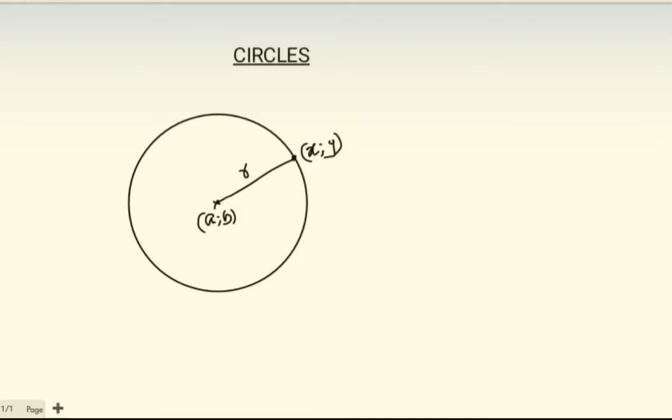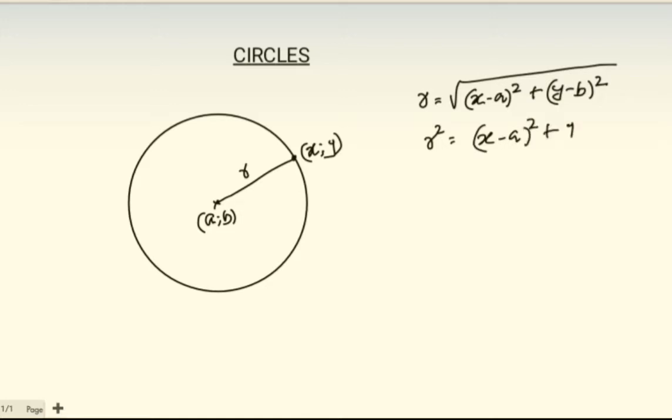I can use the distance formula to get the length from the center to any point. That is the value of the radius. So I will show you that. r is equal to the square root of (x2 minus x1), that is (x minus a) all squared, plus (y minus b) all squared. That is the radius. So when you square both sides, r squared is equal to (x minus a) all squared plus (y minus b) all squared.